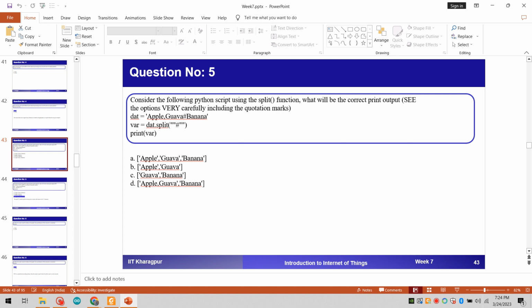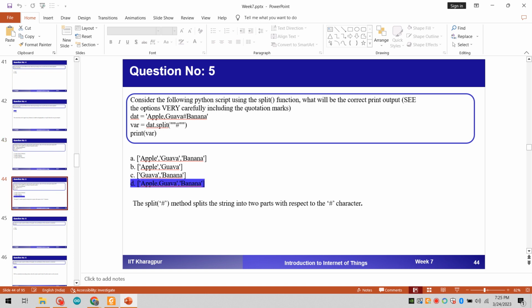Okay, so here the separator is the hash value, so the correct option for this is apple, guava in one string, and after that banana in the other string. So the correct option for this is D.